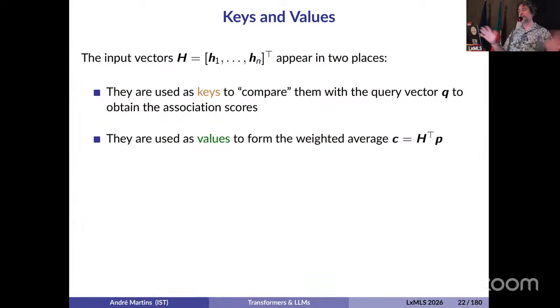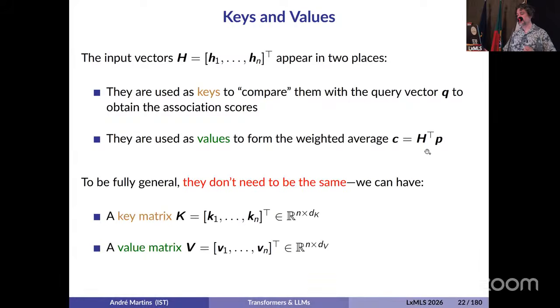We can have separate vectors for these two operations. You can use some representation of these vectors as keys in the comparison with the queries, and you can use some representation of these as values to do the weighted average. Okay, so from now on, I'm going to assume that they don't need to be the same.